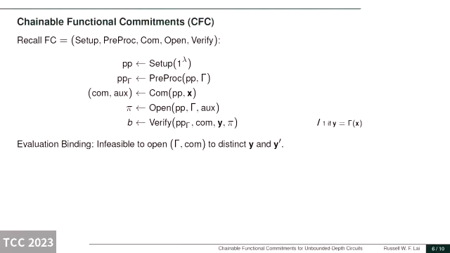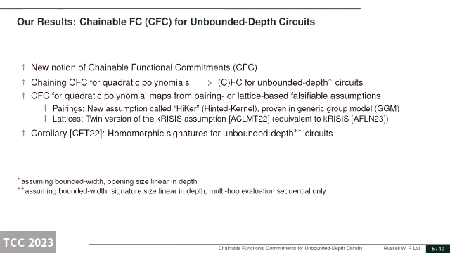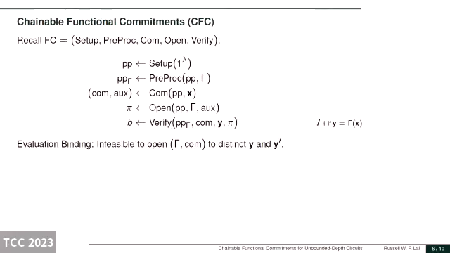Okay, so in the remainder of this talk, let me walk you through the first 3 points. So let me introduce what a chainable functional commitment is. And for that, let us recall functional commitment first. As I said before, it consists of 5 algorithms: setup, preprocess, commit, open, and verify. And here I want you to pay attention to the open and verify algorithms.